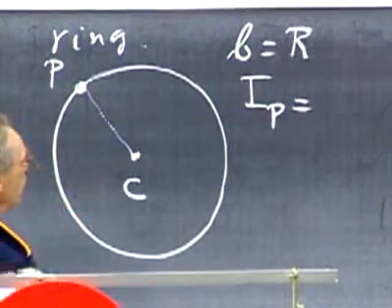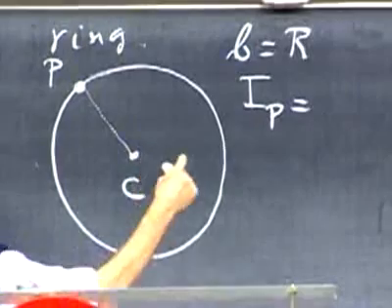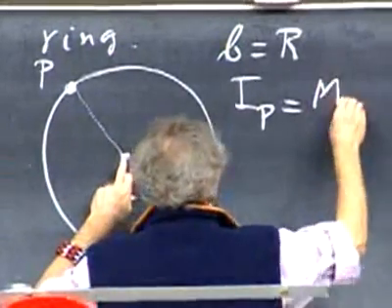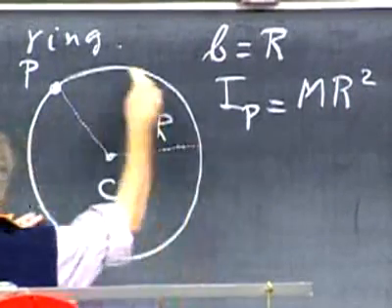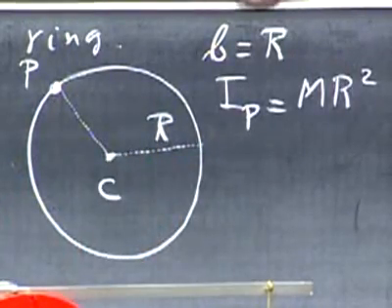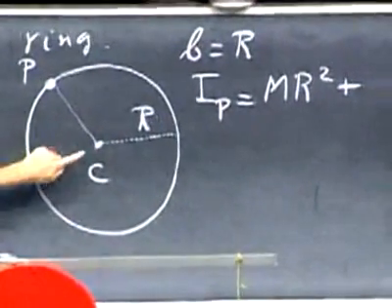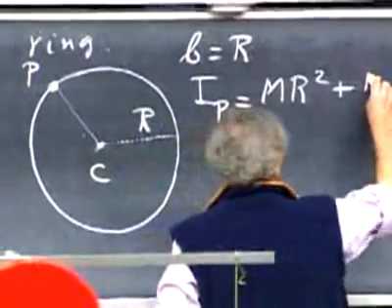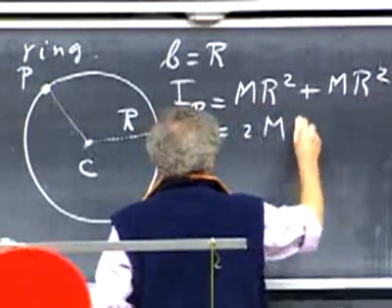Again, we have to use now the parallel axis theorem. It is the moment of inertia for rotation about this axis through point C, through the center of mass. That is mr squared. R is the radius of the ring, because all the mass is at the circumference, all at a distance r from the center of mass. And then we have to add to that, according to the parallel axis theorem, the mass times this distance squared, and this distance is r, so you get mr squared. So it is 2m r squared.